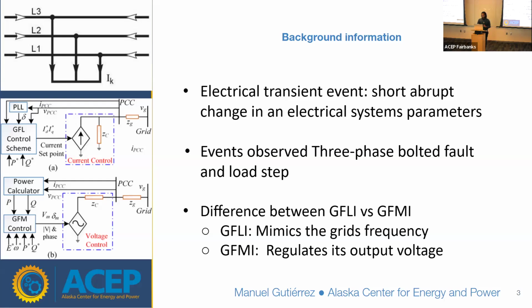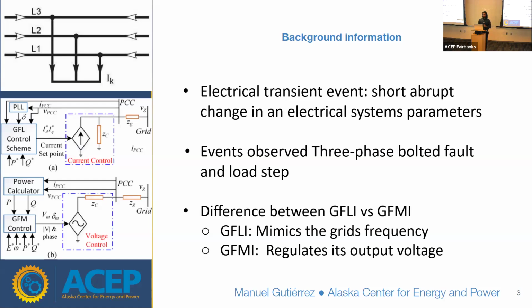A three-phase bolted fault is a short circuit between all three phases of a power system, with zero impedance at the fault location. This creates the worst possible fault conditions, where the current is at its maximum. At the top left there is a diagram of a three-phase bolted fault.